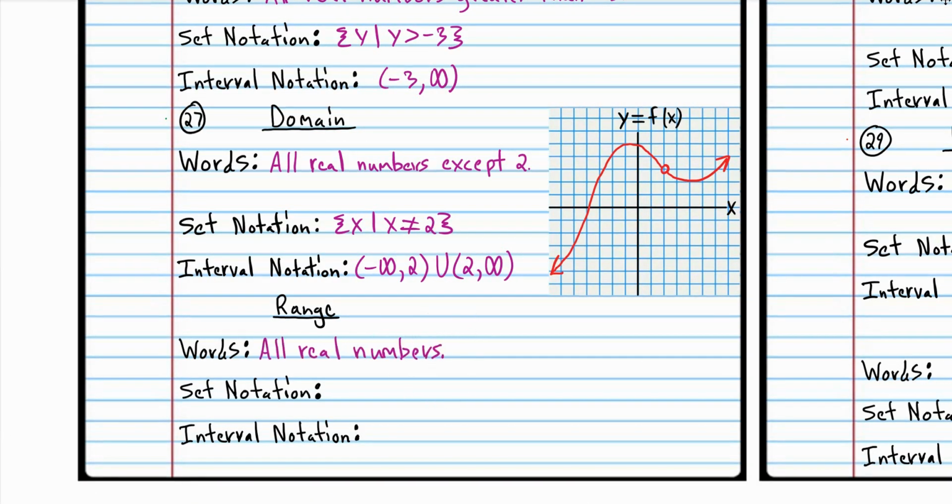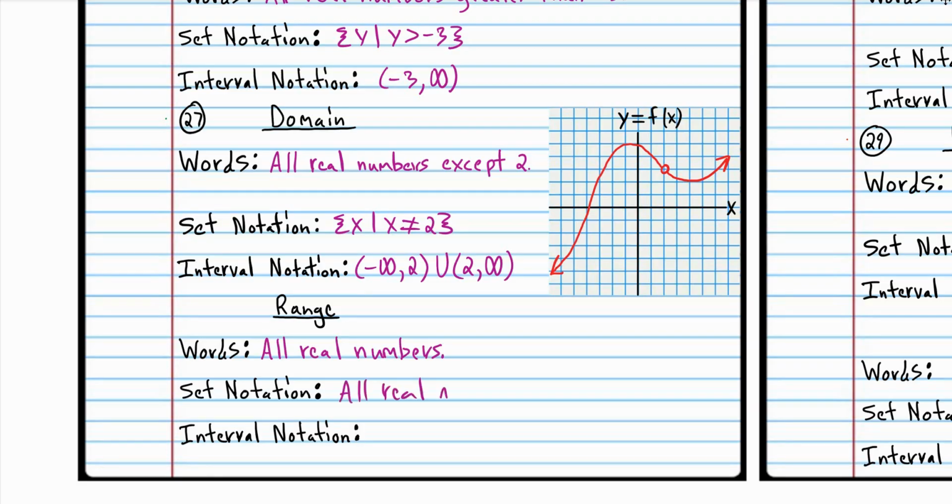The range is all real numbers, because the graph just keeps going down, down, down, and up, up, up. So the y values of the points can be anything. Now you might say, well, what about this point? Y cannot be equal to 3, because that's an open dot. But look over here. There's a point over here that has a y value of 3. So 3 is actually included in the range.